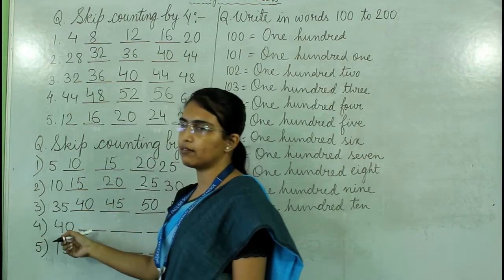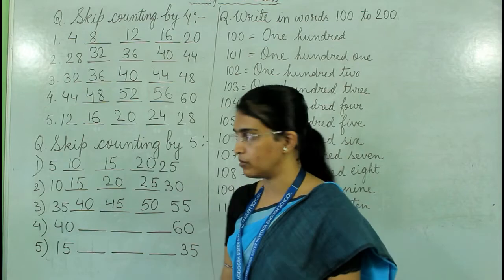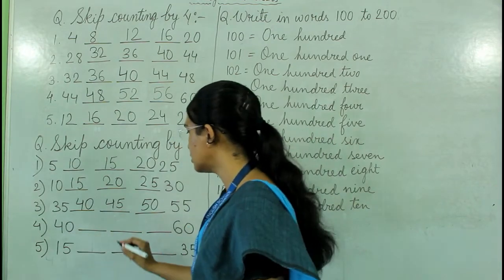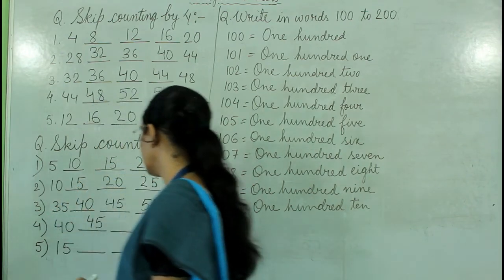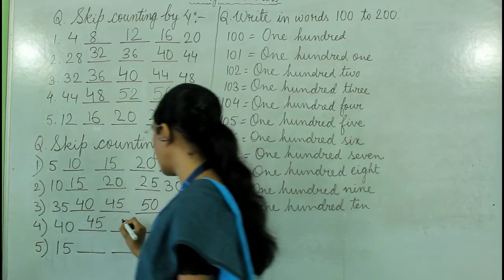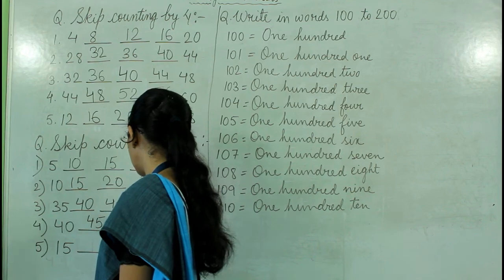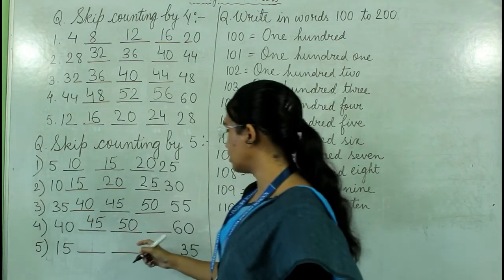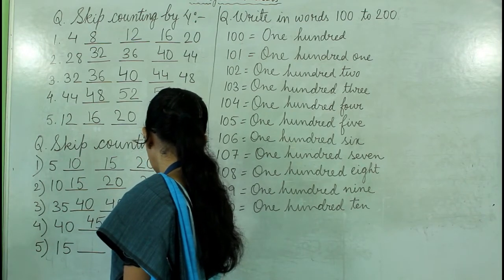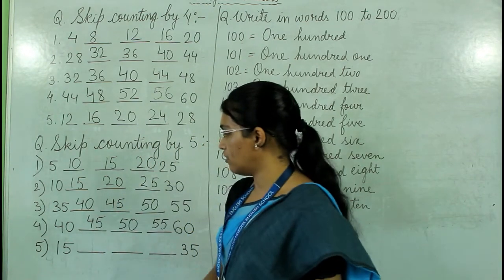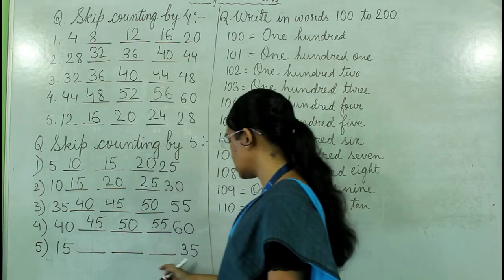So here again we have to skip how many numbers? 5 numbers. So from 40, if you skip 5 numbers, you will get how much? 45. From 45, if you skip another 5 numbers, you will get 50. From 50, if you skip another 5 numbers, you will get 55. Now last question is 15 dash dash dash 35.